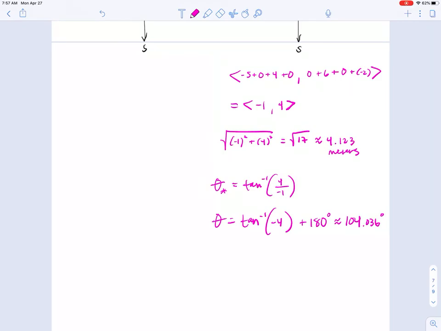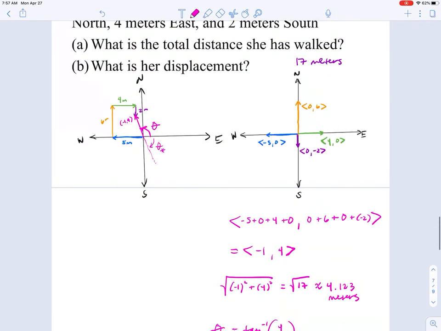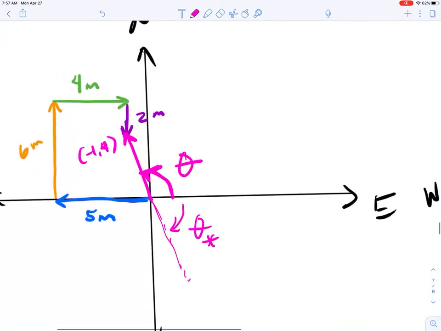Why don't we subtract 90 degrees from that angle? So really, I would be adding 90 degrees to inverse tan of -4. And then that would give me this angle right here, which is approximately 14.036 degrees. And then I can say 14.036 degrees west of north.